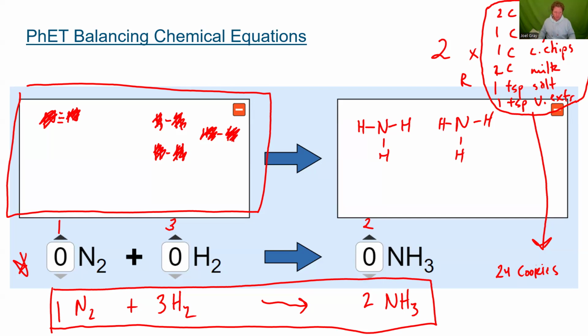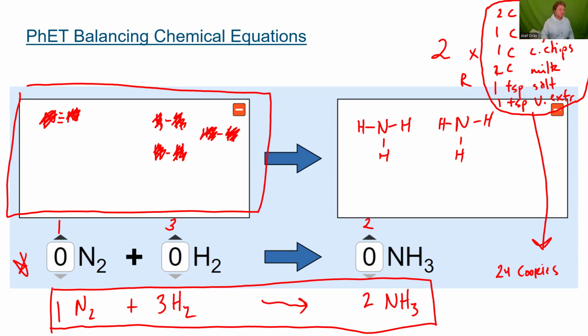Okay. Now, if I doubled it, would I still make the products? Yeah, I would. If I tripled it, I'd make even more. Just like our recipe for our cookies. If I increased the amount of flour, sugar, if I increased all of the reactants, all of the ingredients, would I make more cookies? Yes, I would.